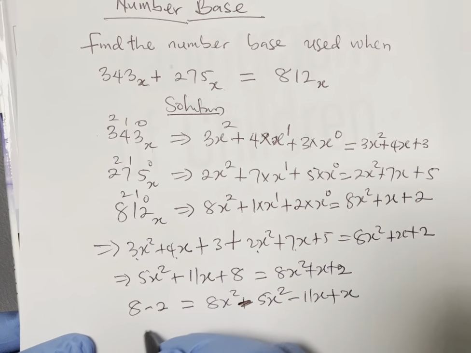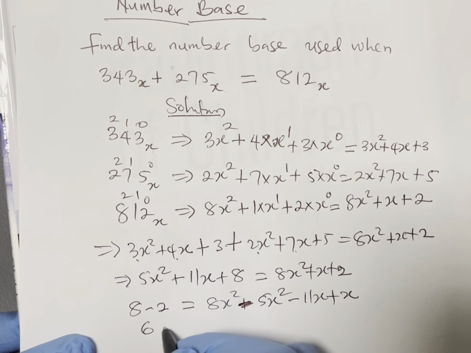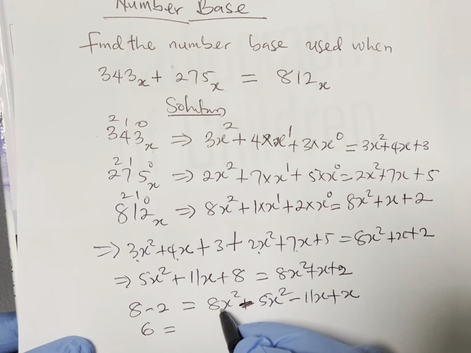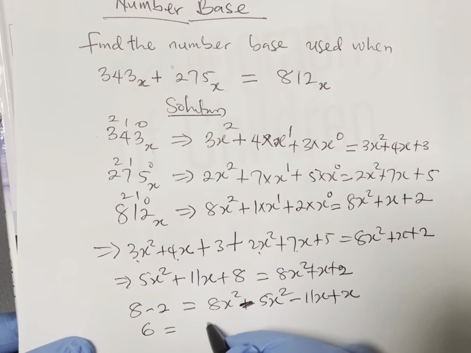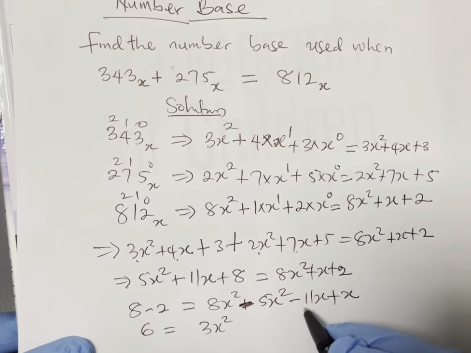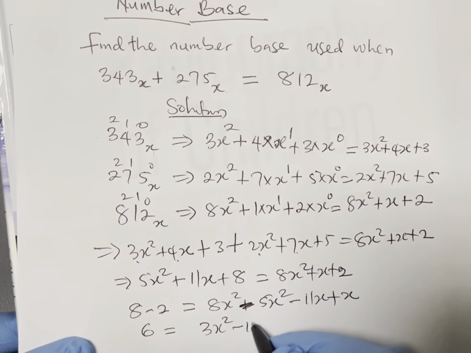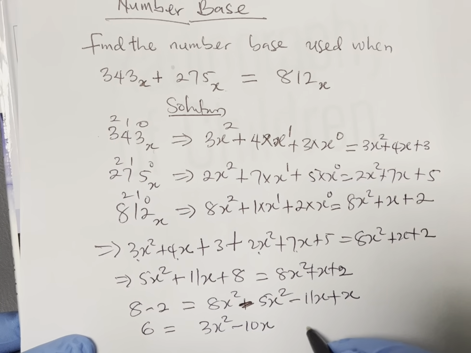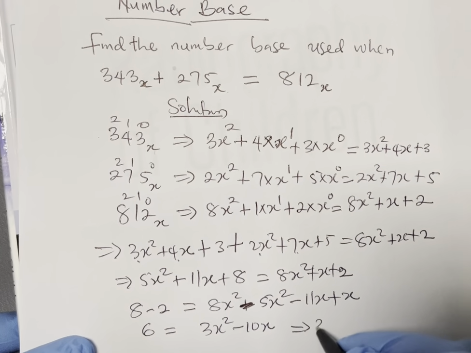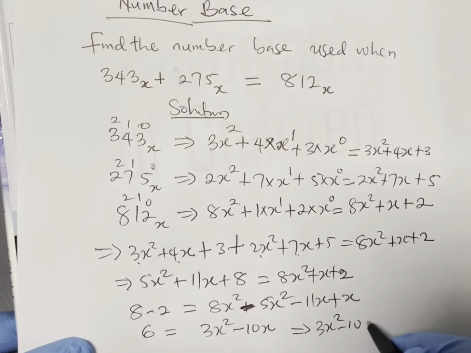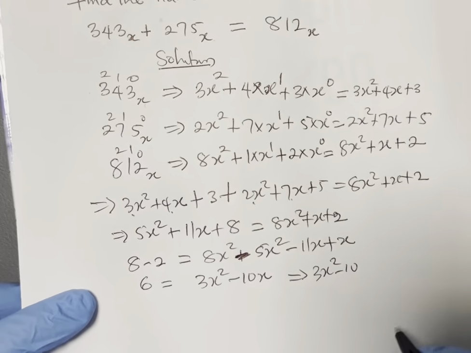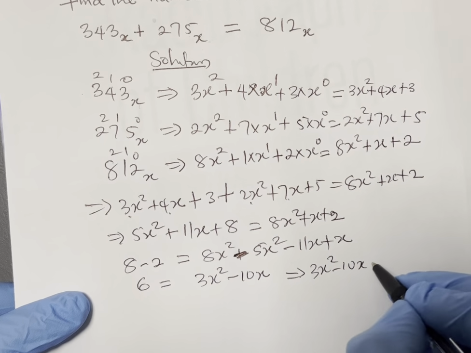Okay, now 8 minus 2 is 6, is equal to 8 minus 5, because these are like terms. It's going to give me 3x squared minus 11x plus 1x. That will give me minus 10x. So remember that this is the same thing as 3x squared minus 10x is equal to 6.